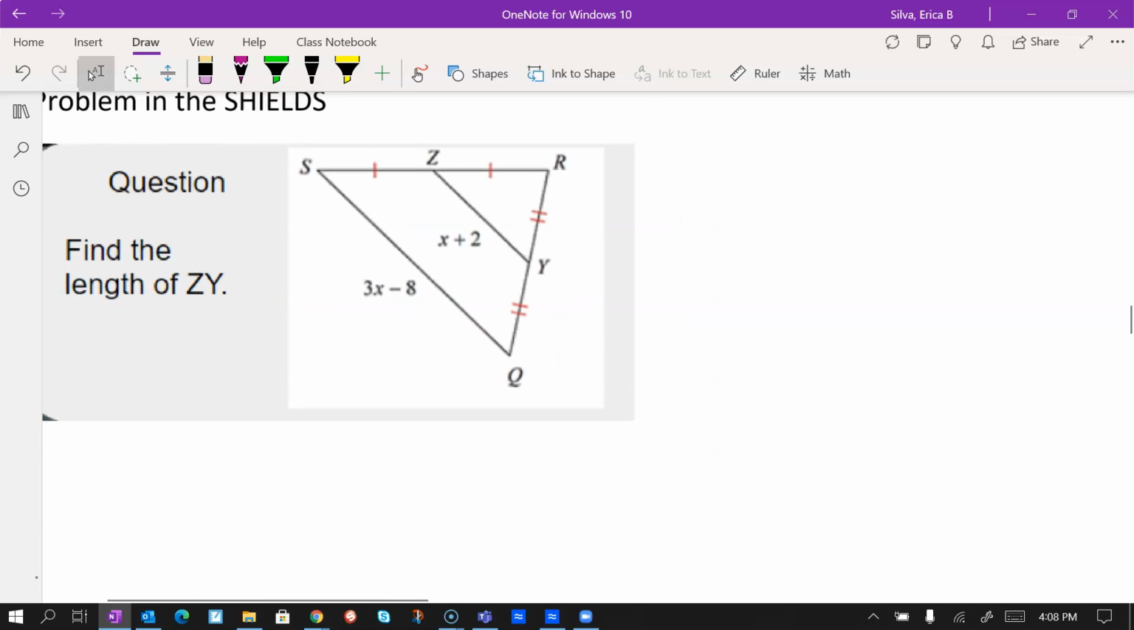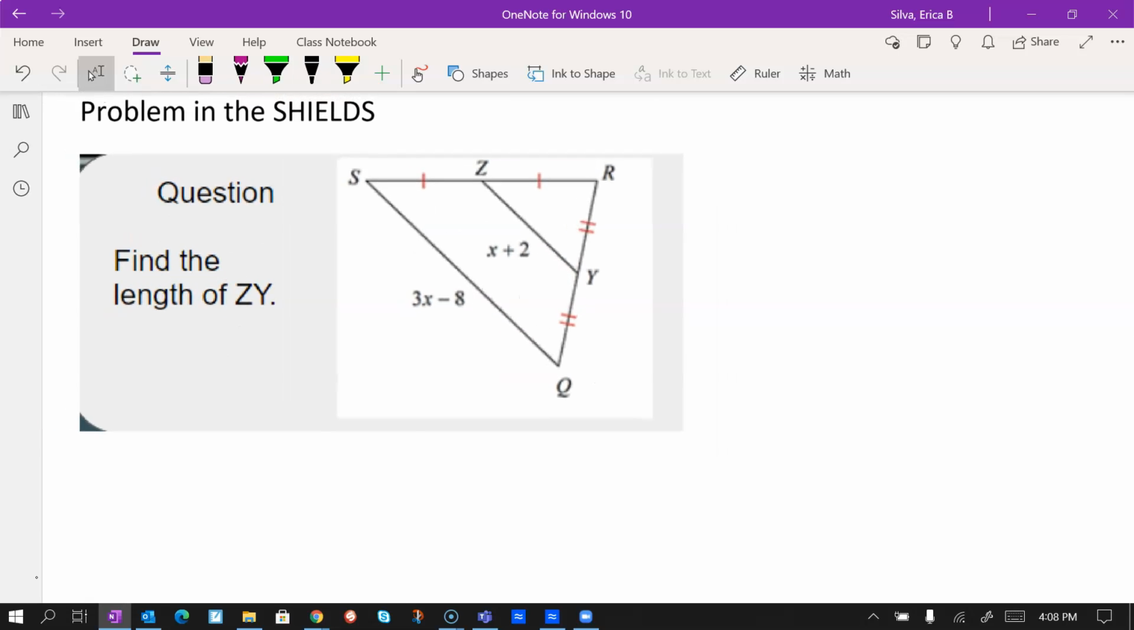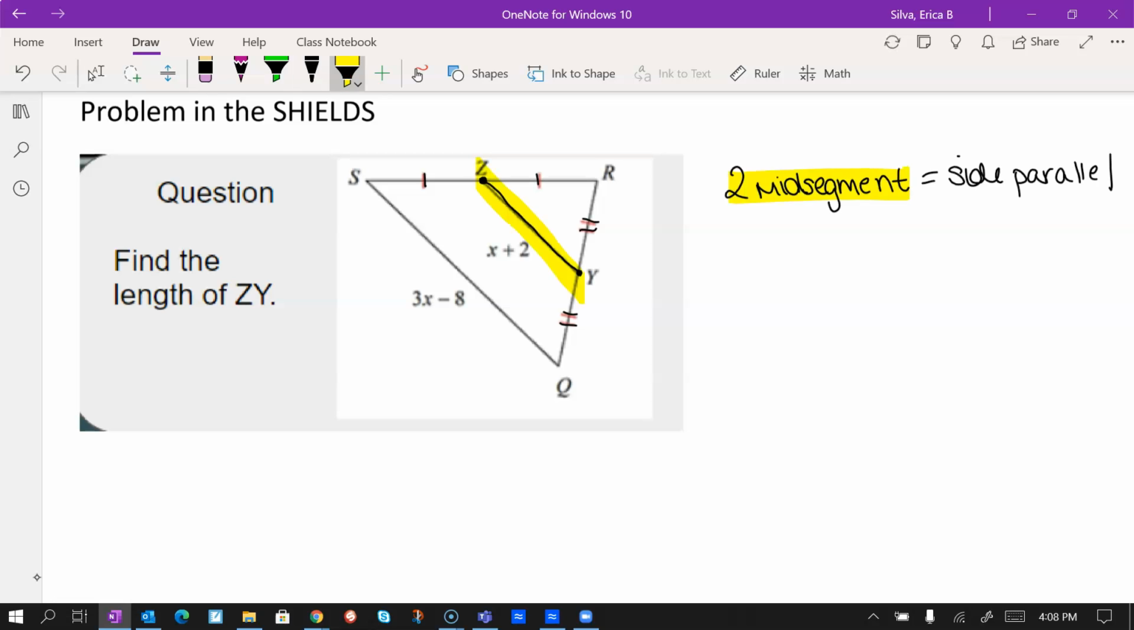So the next problem is in the shields. Now notice this is a midpoint because these two segments are congruent. This is a midpoint. These two segments are congruent, which means this is our mid segment. Now, if you recall from when we learned this, we have two mid segments equal to the side parallel to it. This is my mid segment. We're going to do two of them, or add two of them. We have this segment here.